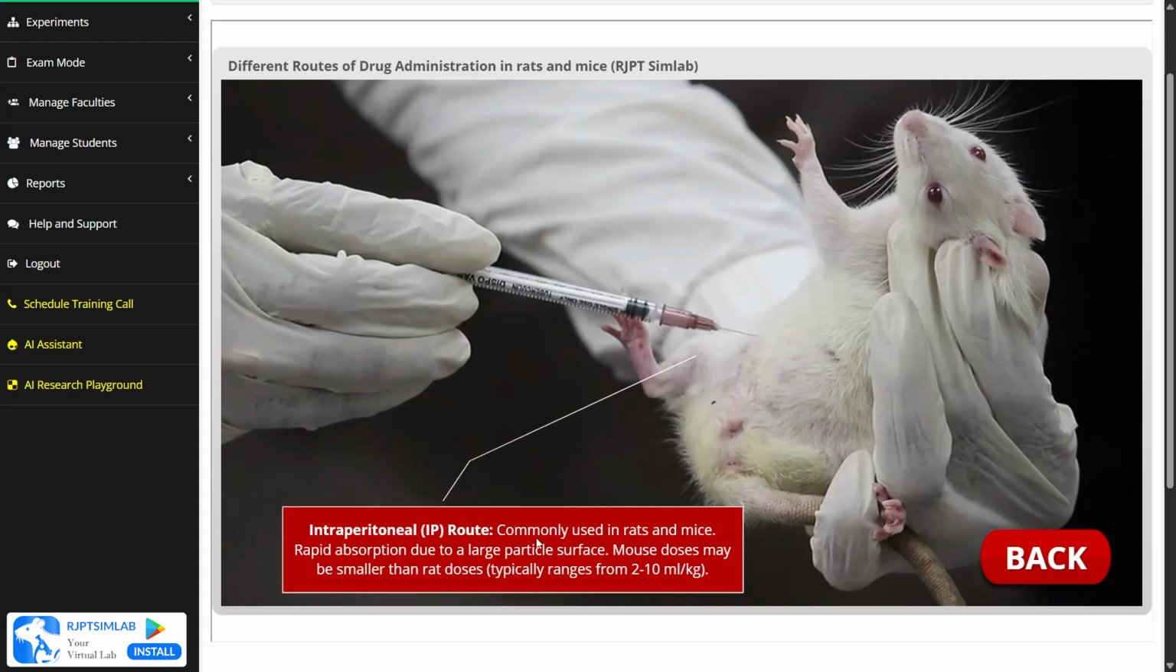The description of this route says that it is commonly used in rats and mice, with rapid absorption due to the large surface area. Mouse doses may be smaller than rat doses, typically ranging from 2 to 10 milliliters per kg. The statement says that this route of administration is usually used in rats and mice. We can observe rapid absorption of the drug because we are directly inserting it into the peritoneal region, the abdominal cavity, where absorption of the drugs takes place. The dose for the mouse and the rat differs. The mouse dose may be smaller than the rat's dose, typically ranging from 2 to 10 milliliters per kilogram.